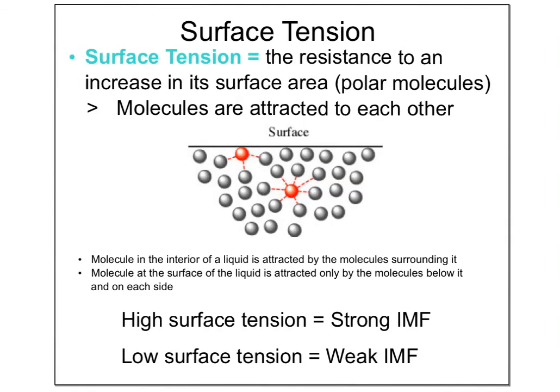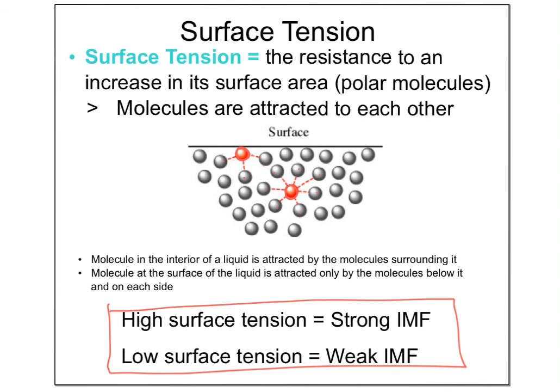Surface tension is the next property we're going to look at. It is the resistance to increasing a surface area in polar molecules. So for example, here's a polar molecule. It is attracted to all of these molecules around it. On the surface, though, look at this red guy. He only has 3 molecules that it can actually have an intermolecular force with. So if I'm a molecule with strong intermolecular forces, that molecule will have a high surface tension.